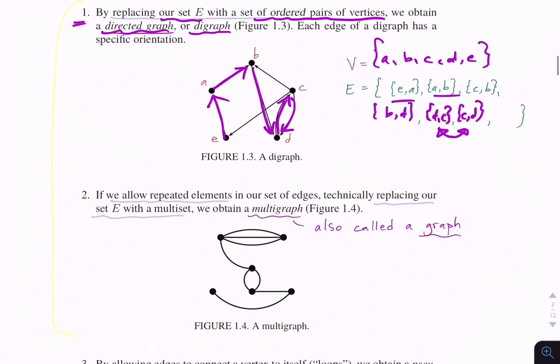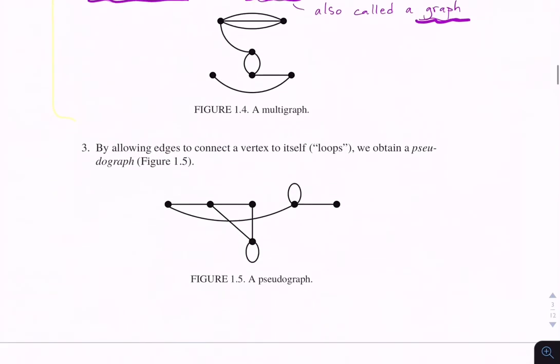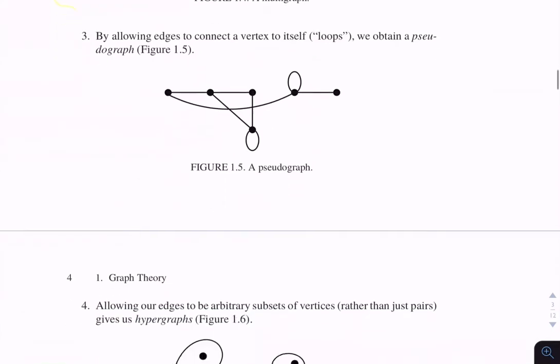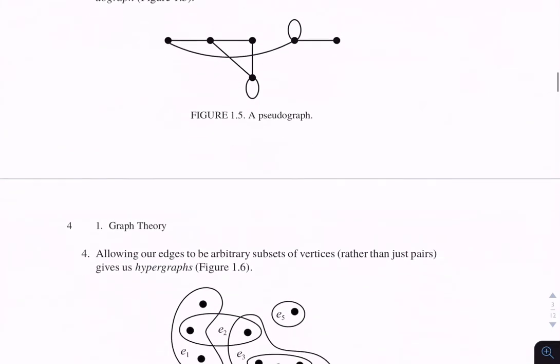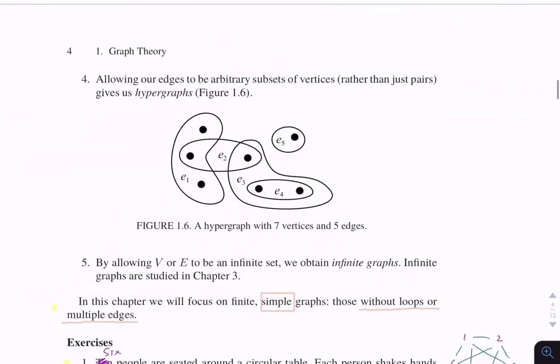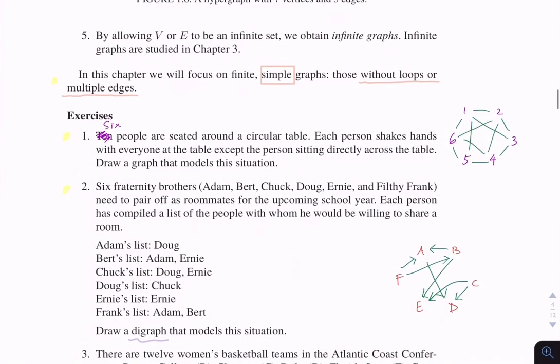We can also consider a situation where we allow repeated elements in our set of edges. So we replace our set with a multi-set. This is called a multigraph, but in other places, often this is just called a graph. And here are other generalizations of a graph if you're interested: pseudograph and hypergraph. But in this chapter, we will focus on graphs with finitely many vertices and simple graphs, which means that they do not have loops and they do not have multiple edges.